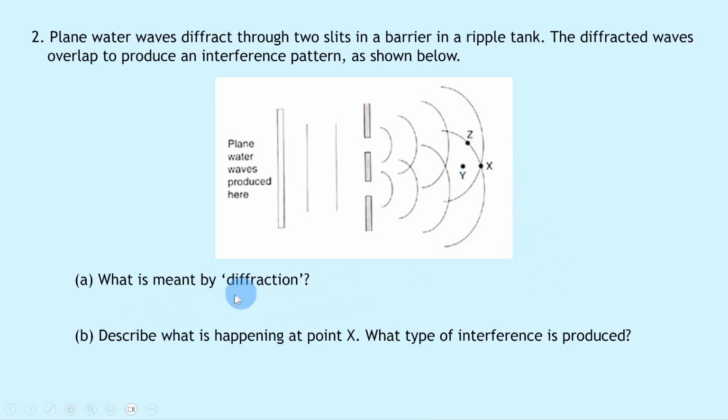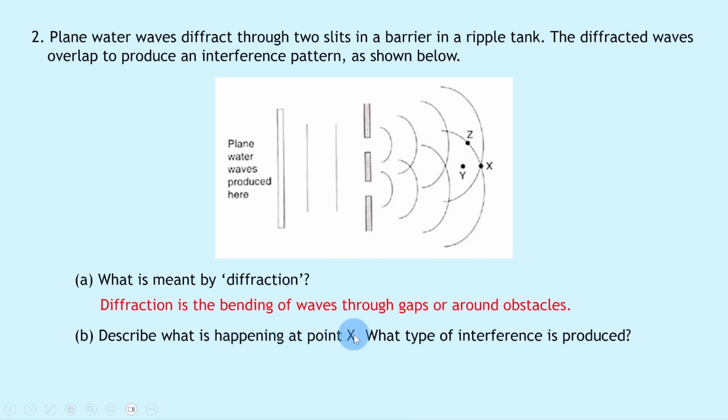Well, this is a definition from the National 5 Waves topic, and you might remember that diffraction is the bending of waves through gaps or around obstacles. So in this case we've got the waves bending through the gaps. Part B says describe what is happening at point X. What type of interference is produced?